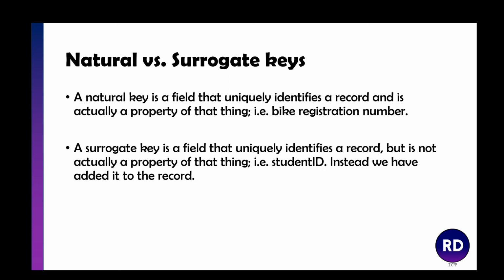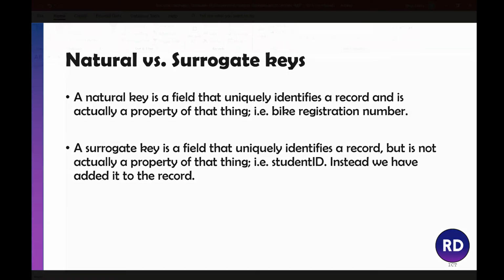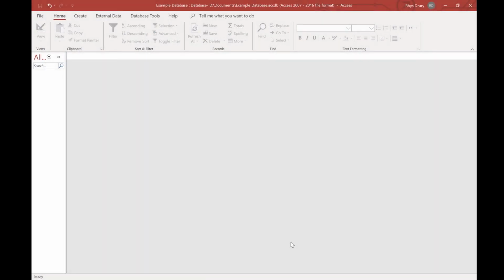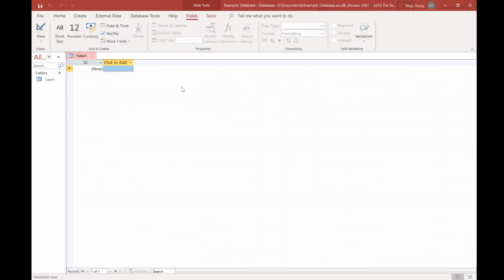If you think about a student ID, you're not all born with a special key code. The school or the business will give you that when you join the school or join the workplace. So that is a primary key that has been given to you, it's been added to the record. So now what I'm going to do is show you the basics of Microsoft Access. I've just created a new database called example database. I'm going to create a new table.